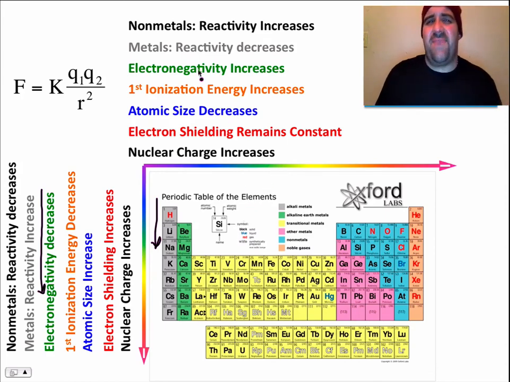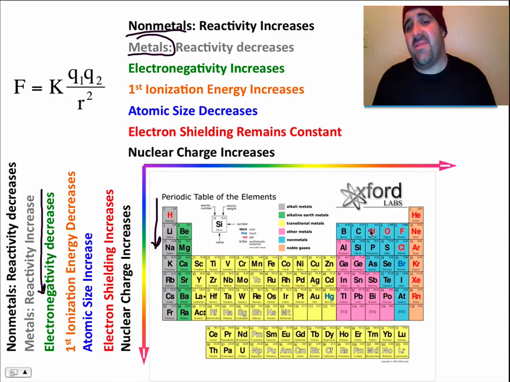So the trends are different for nonmetals and metals, and the main reason is metals lose electrons, so that extra shielding is helpful. Nonmetals gain electrons, so the extra pull of the nucleus is more important for them, and the lack of extra energy levels going across.